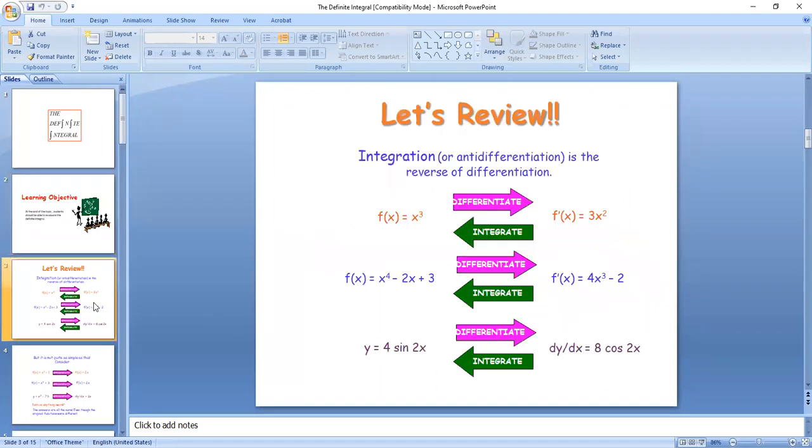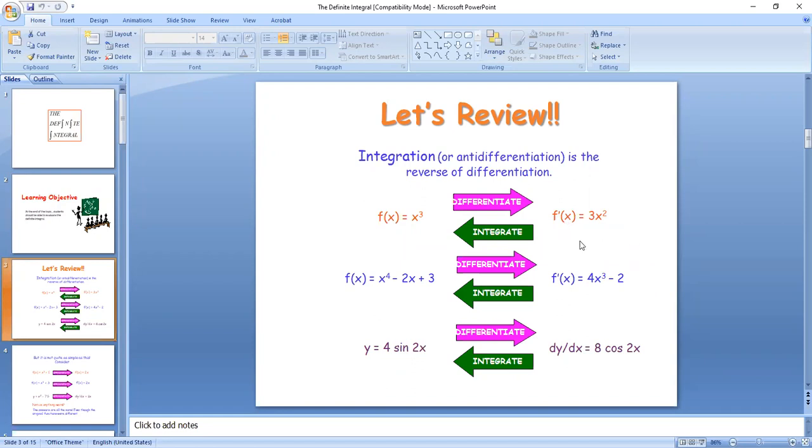Now, if we review the concept of integration as a process of anti-differentiation, you see these examples here on the left. They are functions of x, and you have here y on the last part being equal to 4 sine of 2x. If you differentiate these expressions on the left, you will get the derivative on the right side.